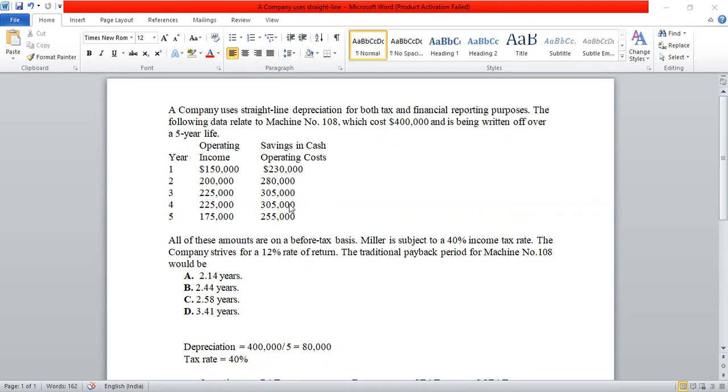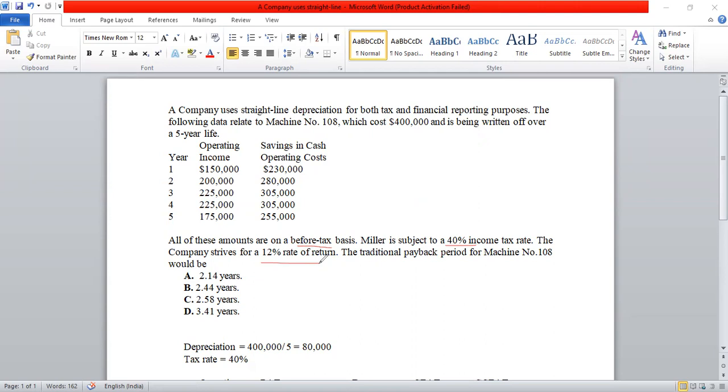Then we have savings in cash operating costs. See, when this is the information, what is the data, what is the information which has to be taken into consideration is what we have to look at. The other details are that all of these amounts are on a before tax basis. So the operating income is before tax, and the tax rate is 40%. The company strives for a 12% rate of return, and we are asked to calculate the traditional payback period.